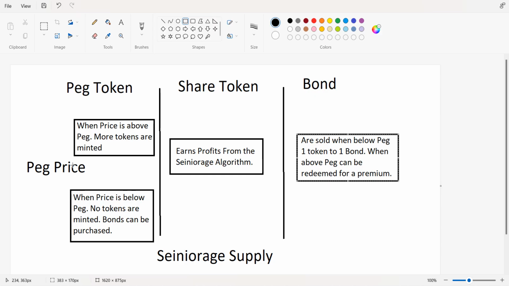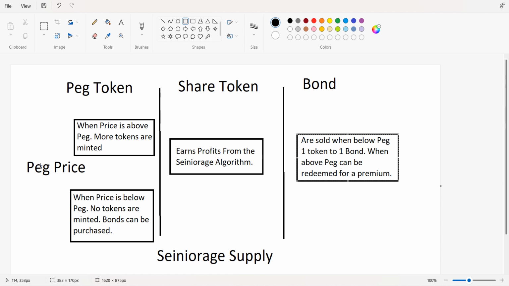With these algorithmic stablecoins, there's always a kind of 3-token system. There's a peg token, a share token, and a bond. Peg tokens are pretty straightforward. For example's sake, we're going to say the peg token is pegged to $1. There's two more terms you need to be aware of. It's called epoch and TWAP. Epoch, E-P-O-C-H. Epoch is a time period.